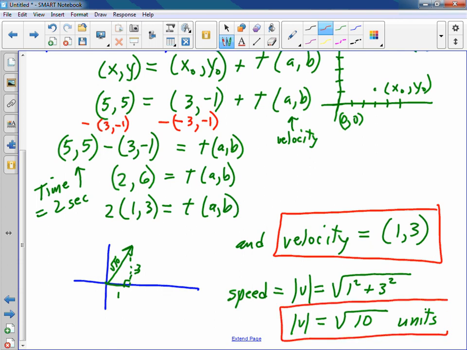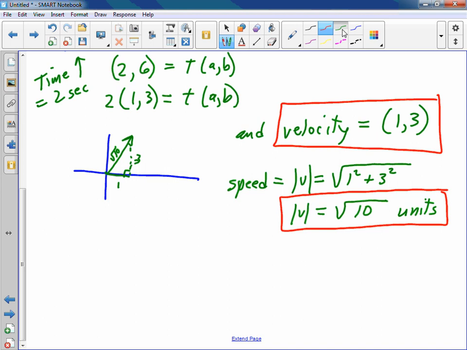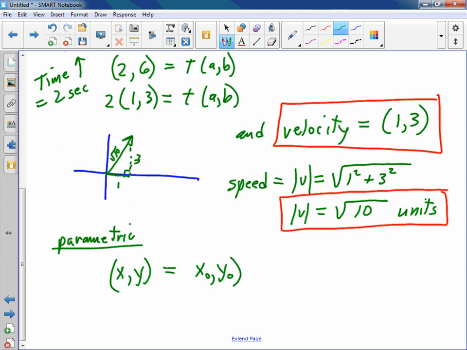Okay, so we got velocity, we got speed. Now all we have to do to be finished with this thing is write a parametric equation, and then we'll get out of here. And you can go study. Yippee skippy, right? Okay, so parametric. We know from before that (x, y) equals (x sub 0, y sub 0) plus t times (a, b).